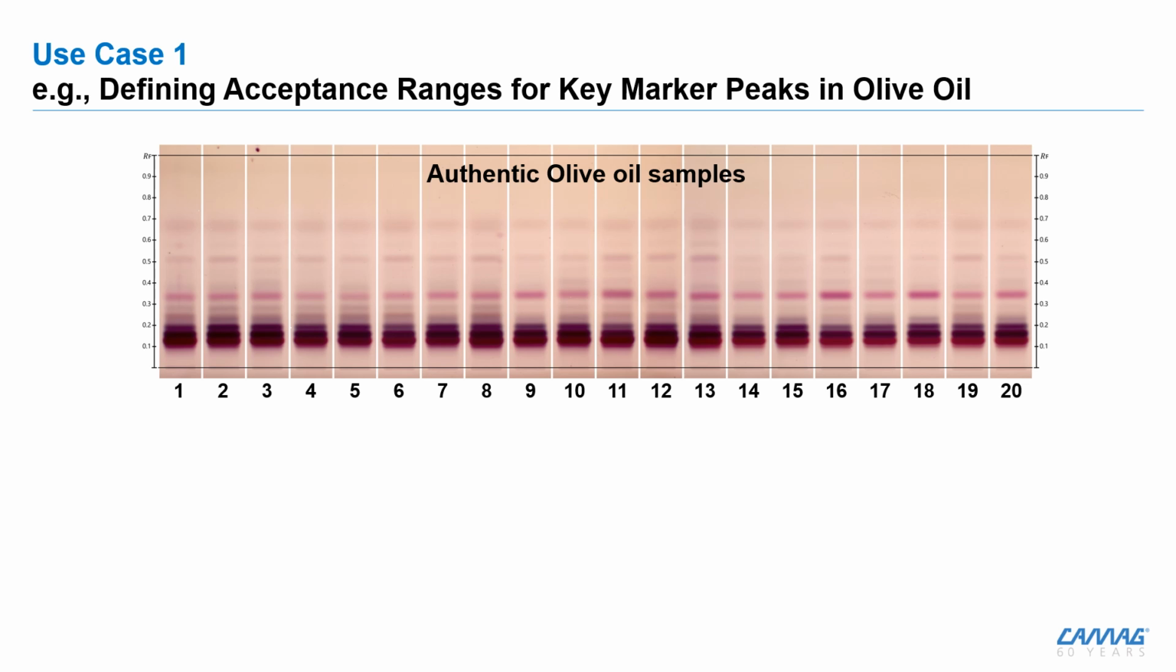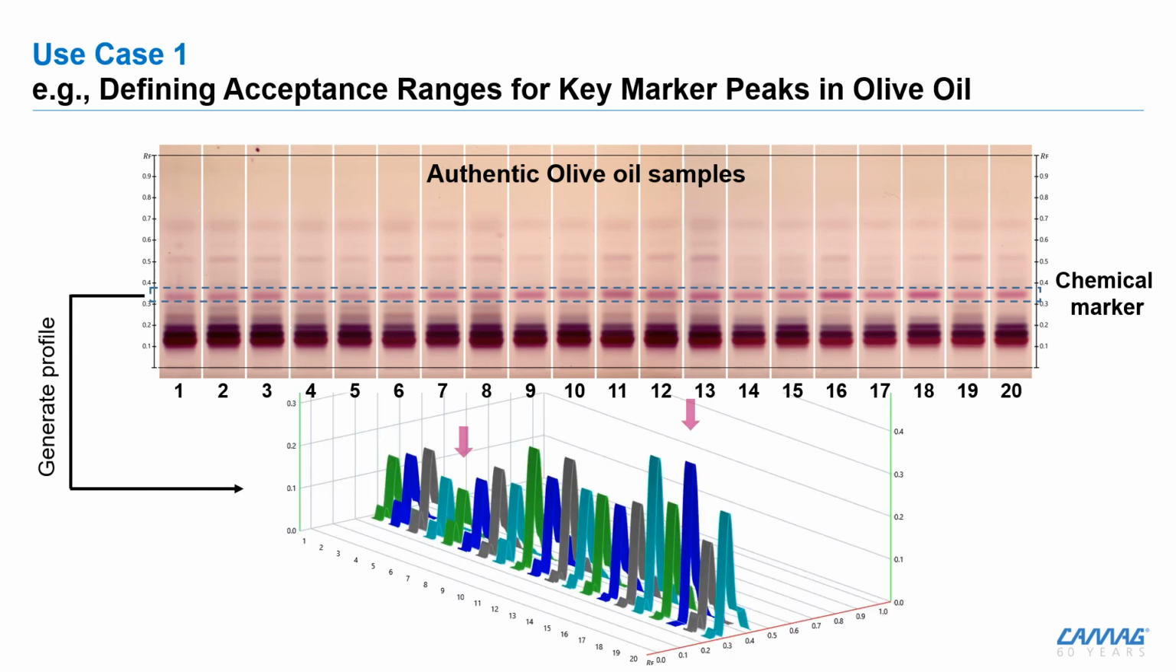Here we have 20 fingerprints from authenticated high-quality olive oils. Let's consider that our key quality marker is the one at approximately RF 0.35. After generating the profiles from these images, we can immediately see some variability in peak area and peak height across the samples. So the system will directly define the acceptance range for these peaks, which can be used to accept new batches or flag any deviation.